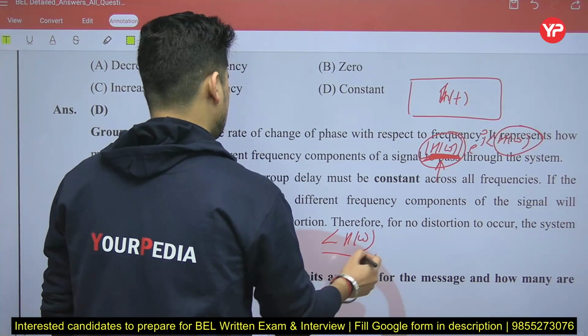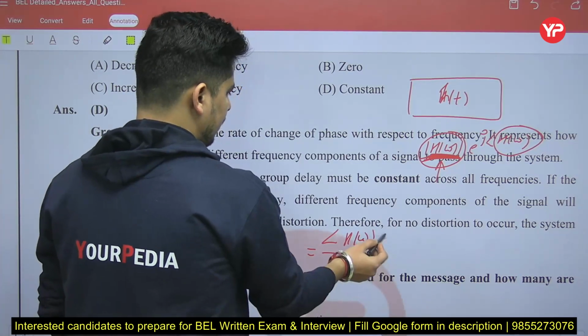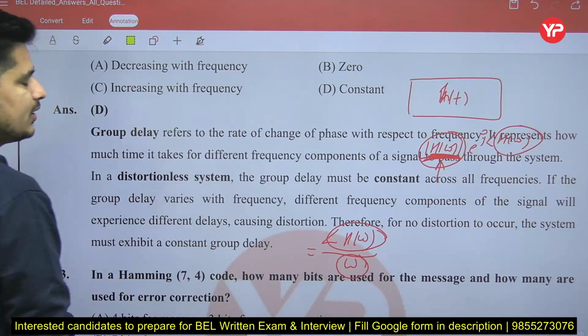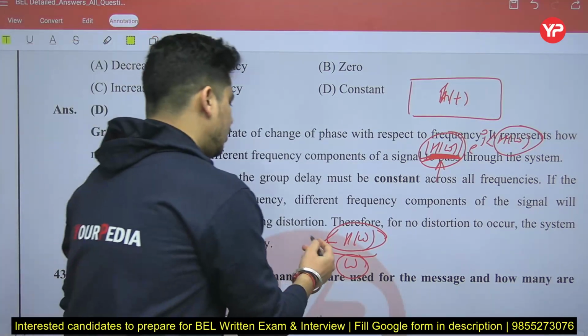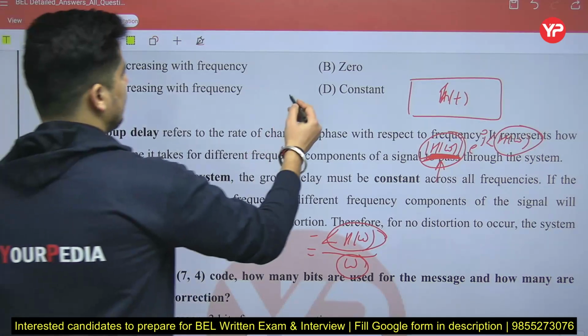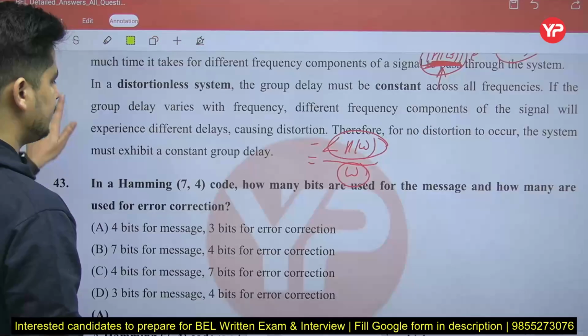Angle of H(jω) upon ω, you can say these terms are there. So basically, if this is a linear function of frequency, and this is also frequency, that will cancel out, minus is also there. So ω will cancel out, and we will get a constant value. So basically, the group delay will be constant. Phase delay will also be constant for this one, right?